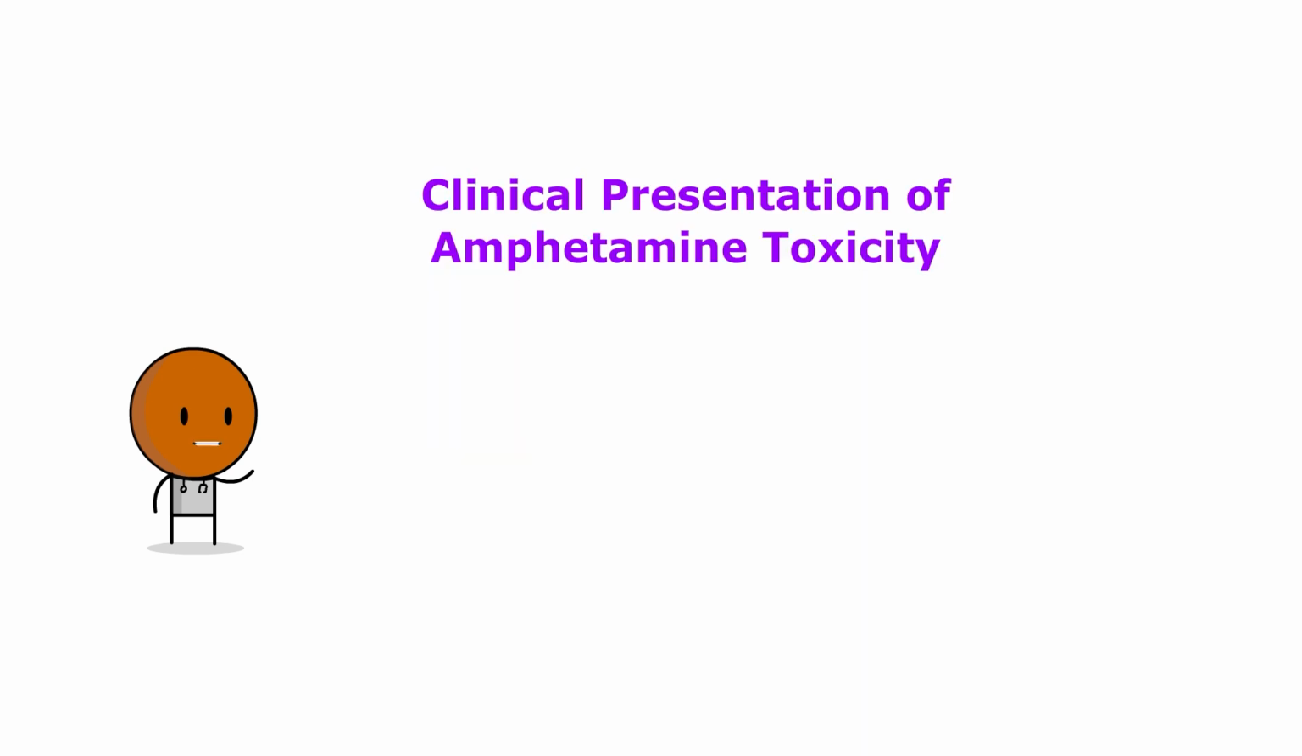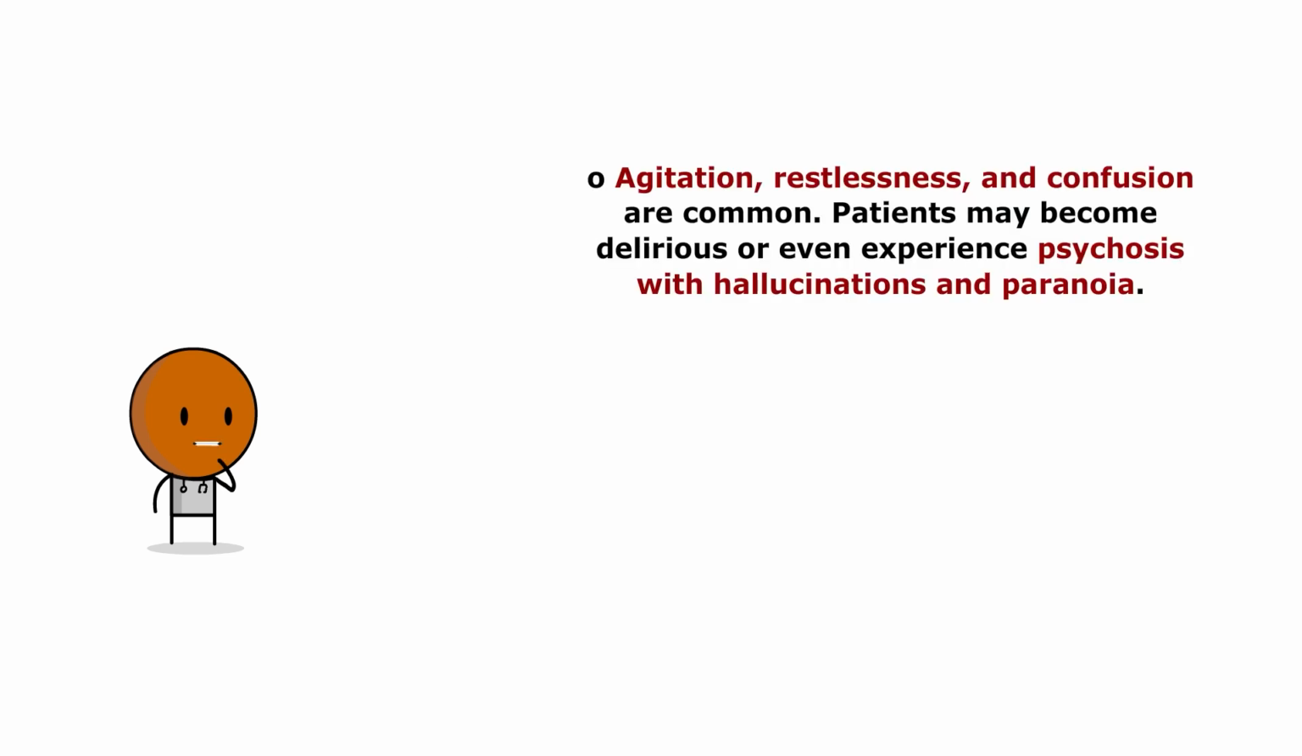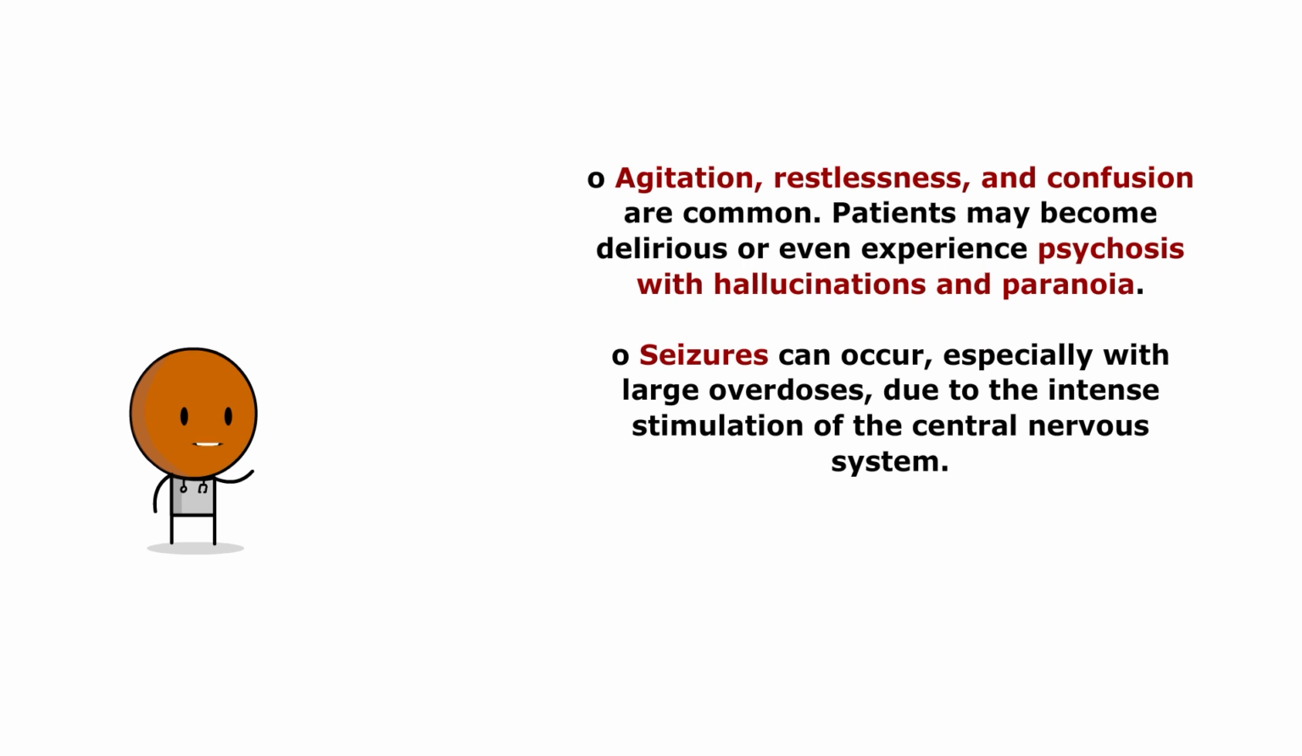Now, regarding the clinical presentation of amphetamine toxicity. The clinical signs and symptoms of amphetamine toxicity can range from mild to severe, depending on the amount ingested and individual patient factors. The central nervous system symptoms: agitation, restlessness, confusion are common. Patients may become delirious or even experience psychosis with hallucinations and paranoia. Seizures can occur, especially with large doses, due to the intense stimulation of the central nervous system.